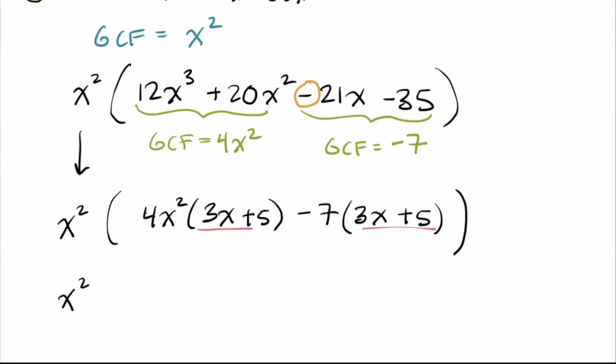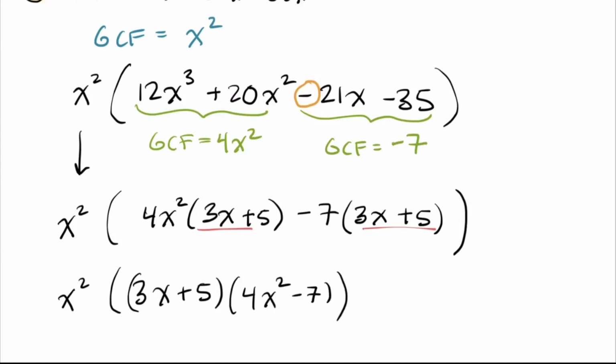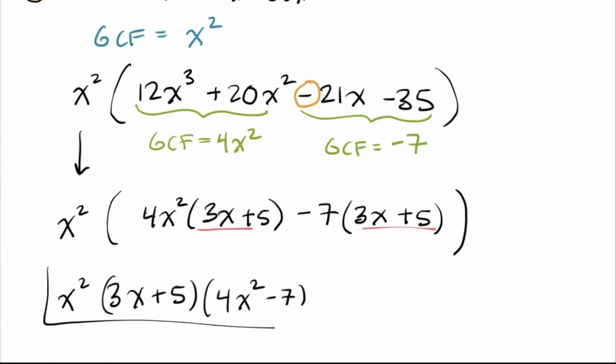So the x squared again comes down. We're going to take out the 3x plus 5 as a GCF of the overall thing in the big parentheses, and then we'll have 4x squared minus 7 left. And that's it, right? We've got a difference here, but 7's not a perfect square. So there it is, fully factored. I actually don't need these big parentheses here. We can just write these next to each other, and there's our factorized version of what we started with.